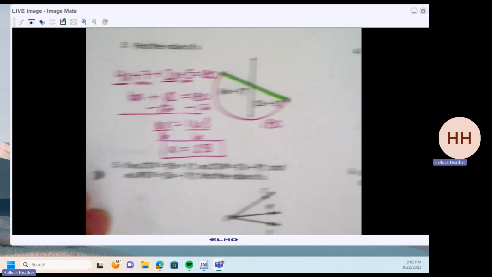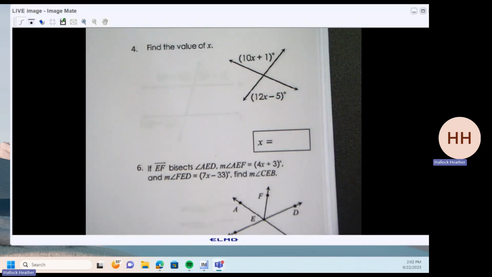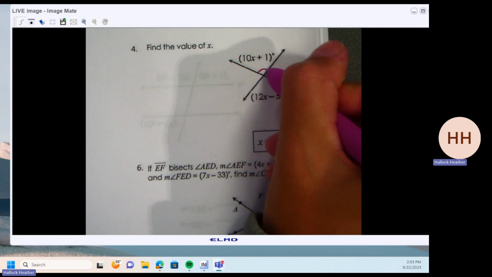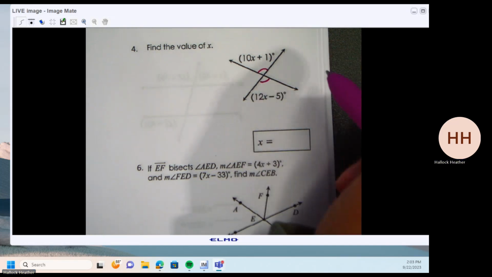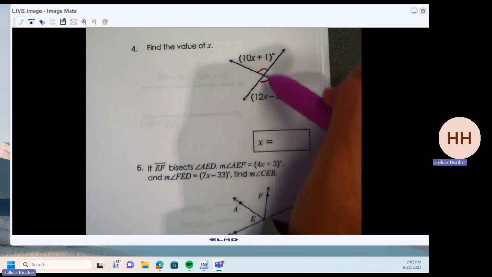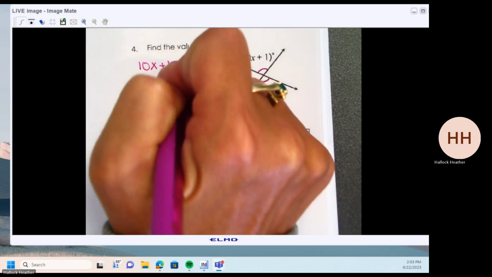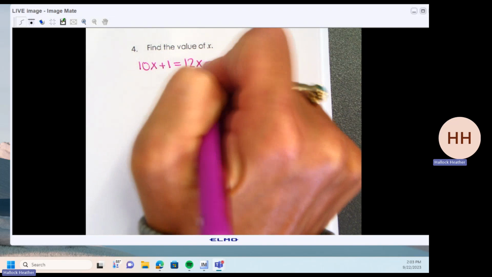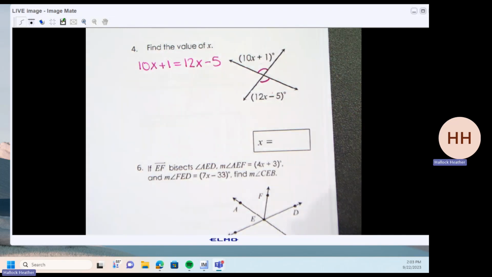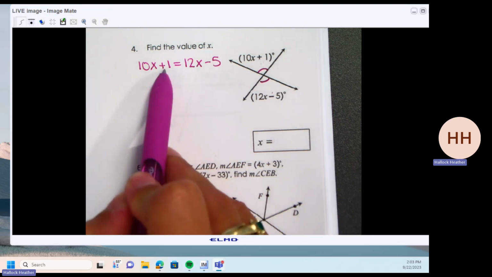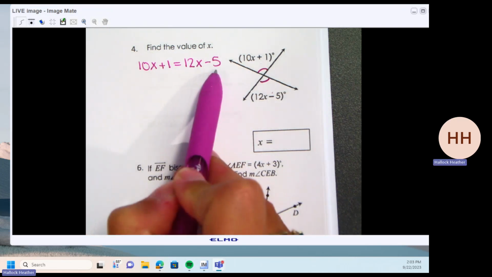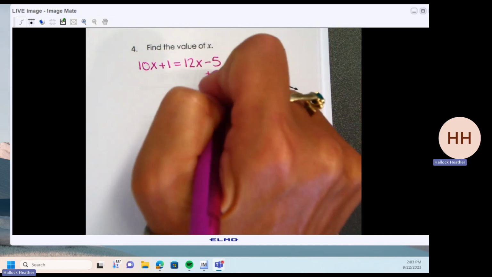For question 4, it's the same thing. Find the value of x. I have to determine what I know about these angles. If I look, I have this top angle and I have this bottom angle. These are called vertical angles. They're across at the intersection from each other. I know that they are both the same measure. So I'm going to set them equal to each other. I could do 10x plus 1 equals 12x minus 5. And now I can either move the 5 or I can move the 1. I'm going to add 5 to both sides because the 5 is negative. So I'm going to say plus 5.